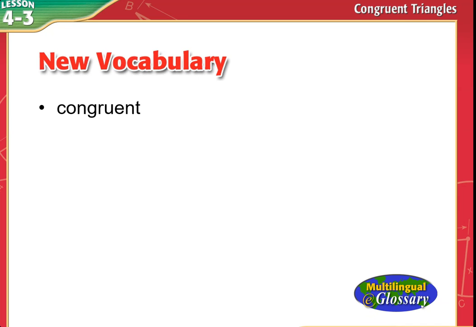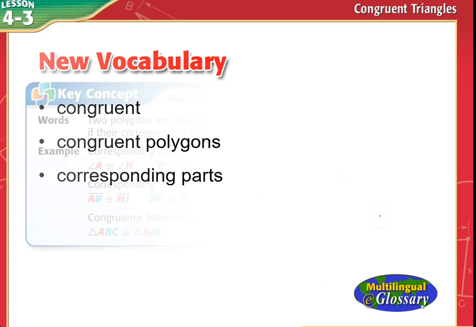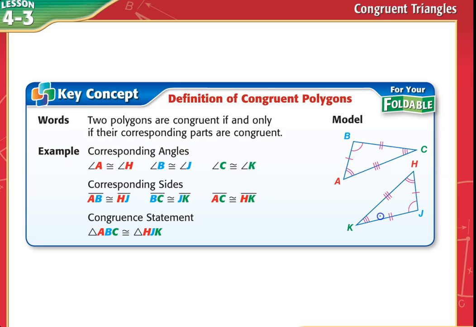Hello, geometry students. We're here in section 4.3, and we have some new vocabulary. We have congruent polygons, corresponding parts. Definition of congruent polygons: two polygons are congruent if and only if their corresponding parts are congruent.